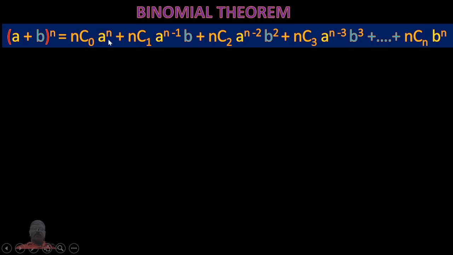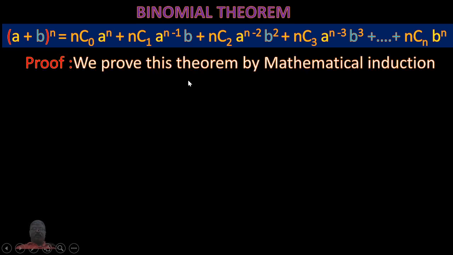In the first term the index of b is 0, and b goes on appearing, that is, its index increases by 1. Here it was b to the power 0, then b to the power 1, b square, b cube, and so on up to b to the power n. So, this is what we have to prove, and we have to prove this theorem by mathematical induction, and this theorem carries around 5 marks.